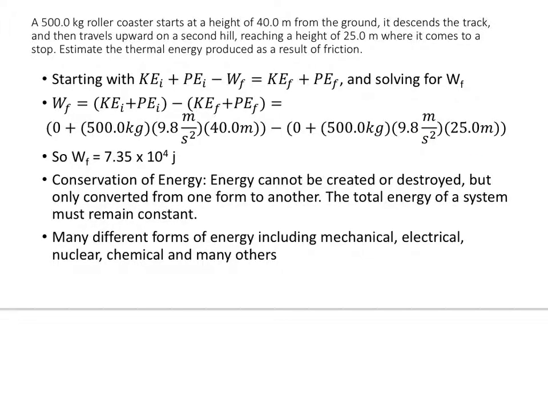So we work through those numbers. We come up with 7.35 times 10 to the 4th joules. This would be the amount of energy that was used to overcome friction, and it would show up as heat.